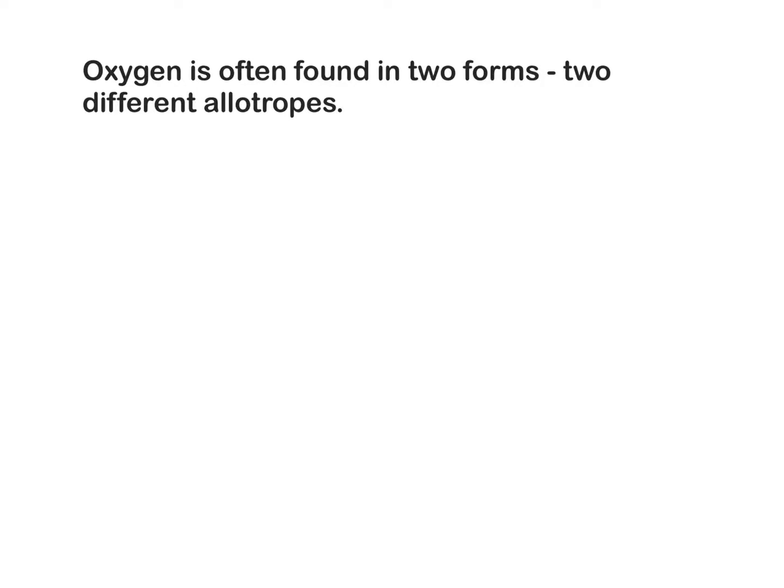Oxygen is often found in two forms, so we say that it has two different allotropes, which are just different forms of the same element. Oxygen is usually found as a diatomic gas, two oxygen atoms bonded together. But under some conditions, it's found as the O3 molecule, which we call ozone. O3 is usually found in the upper layers of our atmosphere and is very good at blocking UV light.